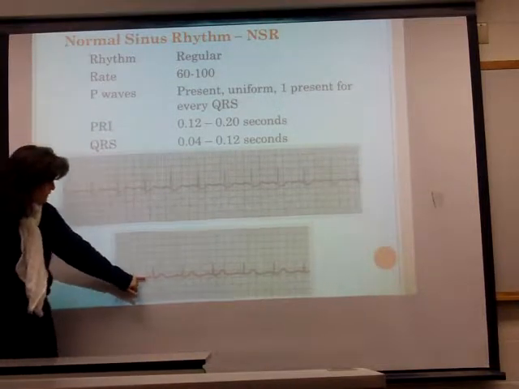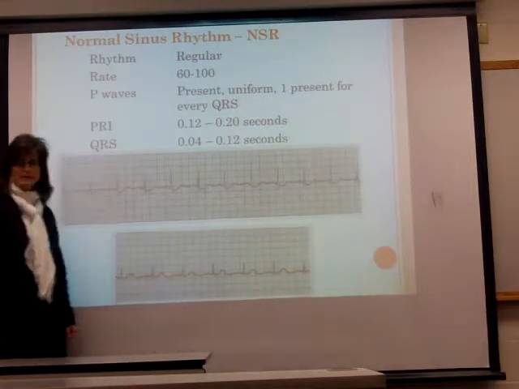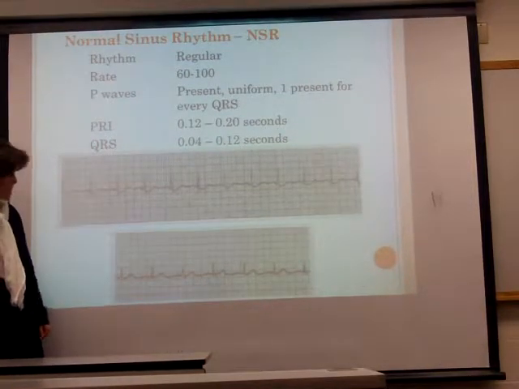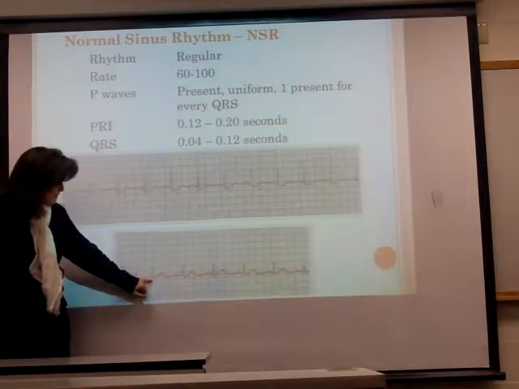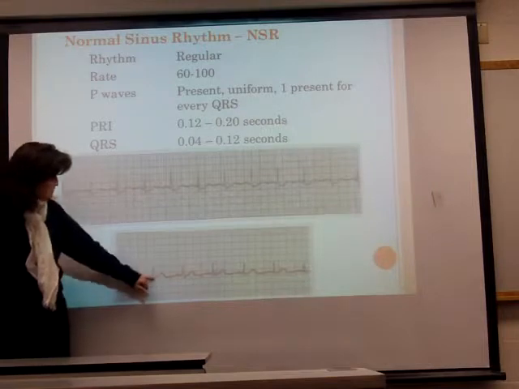We have a P wave that is exactly the same all the way across before the QRS, and it is upright. It is not peaked. I can measure my PR interval. It's about 4 small boxes, so very normal. I can measure my QRS.